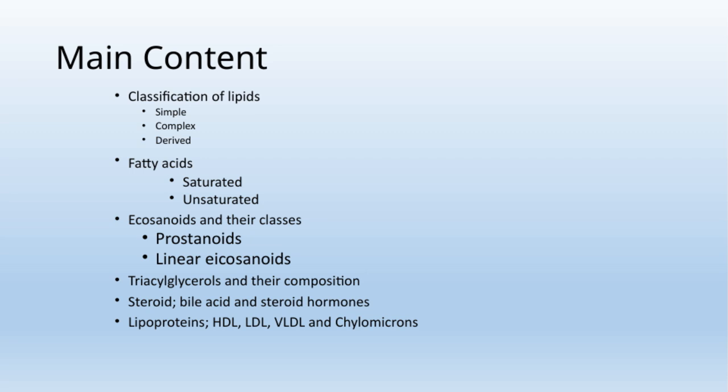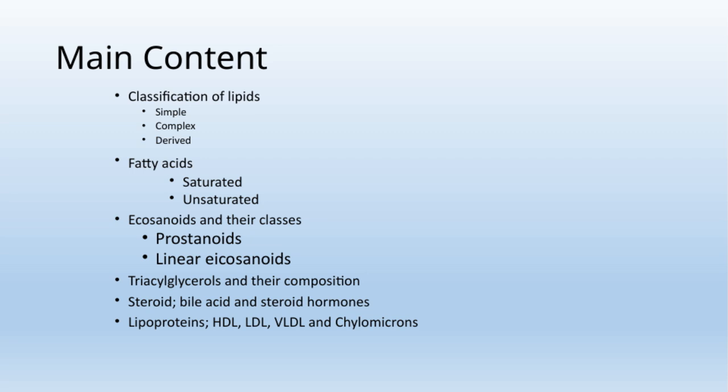Moving on to triacylglycerols, these are the main storage form of fats in the body. They consist of three fatty acids attached to a glycerol backbone, serving as a dense energy reserve. We also have steroids, which include molecules like bile acids and steroid hormones. These are vital for digestion, hormone regulation, and cell membrane structure.